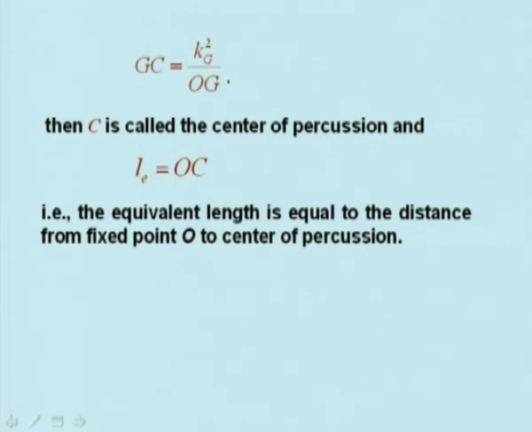Then C is called the center of percussion. We have already discussed the center of percussion in the previous lecture, and LE comes out to be OC. That is, the equivalent length is equal to the distance from the fixed point O to the center of percussion. Center of percussion is the point such that if you strike at that point, then no reaction is developed in the direction of the striking force.